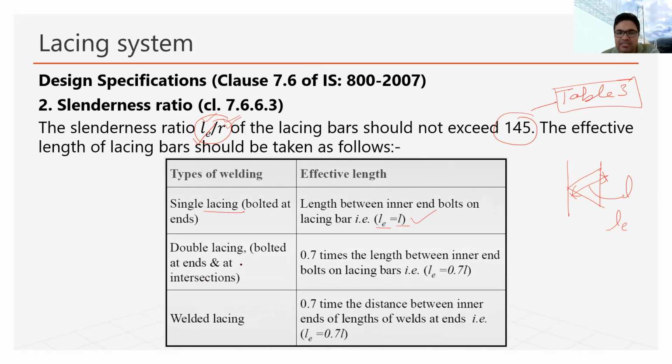Similarly, if there is a double lacing system, in that case effective length will be equal to 0.7 times L. If the lacing bars are connected using welded connections, in that case effective length will again be equal to 0.7 times L. So how do we find out effective length? This is the process that is given in the IS code. So I have made this table.